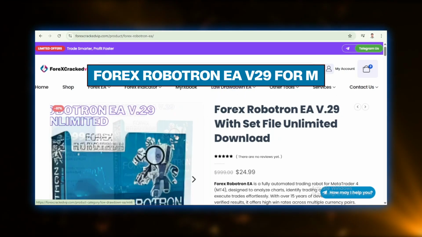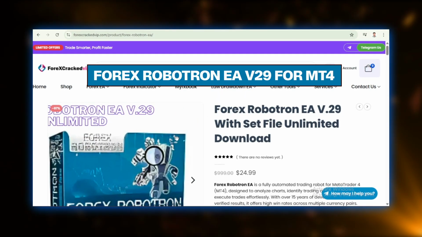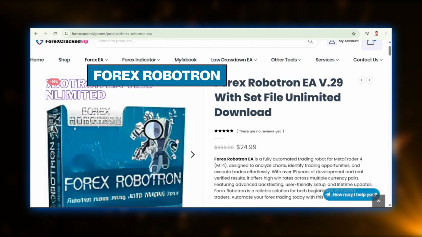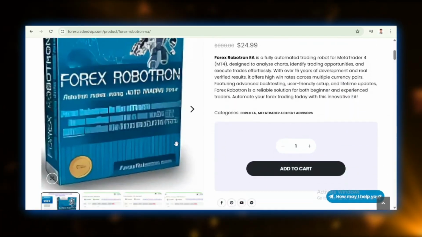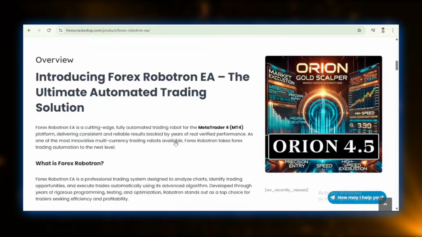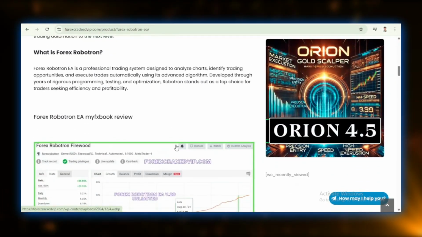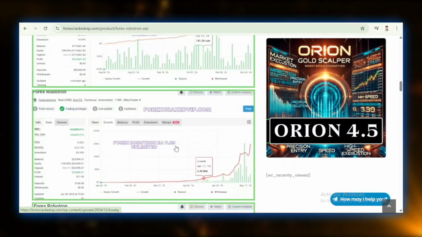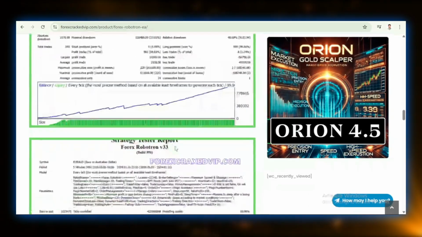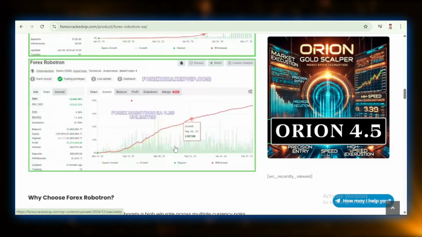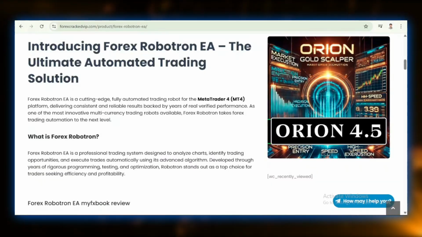Exploring the Forex Robotron EA V29 for MT4, one of the most powerful and consistent trading bots designed for MetaTrader 4. It's built to analyze the market automatically, identify profitable trade setups, and execute them with precision. Whether you're a beginner or a professional trader, this EA is known for its reliability, accuracy, and effortless plug-and-play setup. Let's dive in and see how it performs in real backtesting.